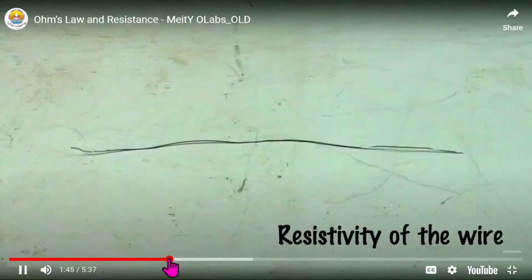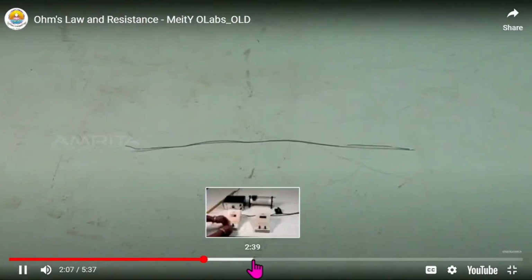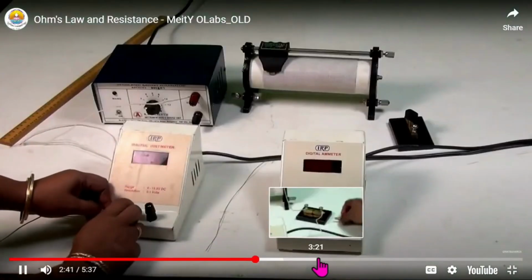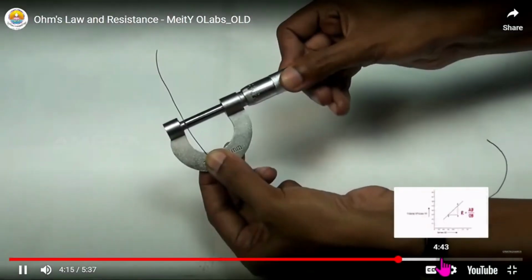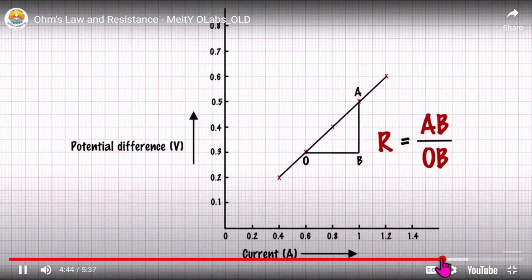Ohm's law. So I am proceeding to determine the resistivity of a given resistance wire. The voltmeter is working properly. Measure the diameter of the wire using the screw gauge, the unknown resistance.